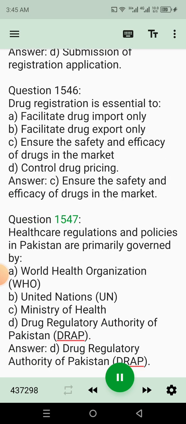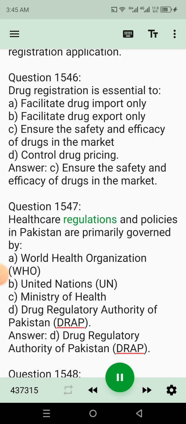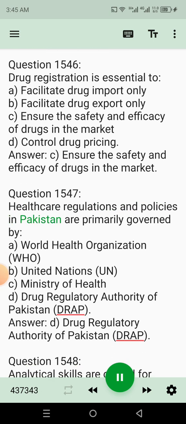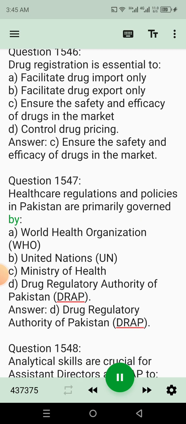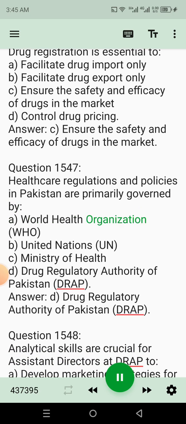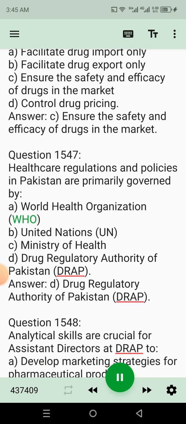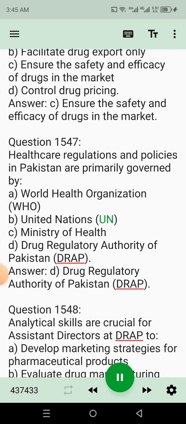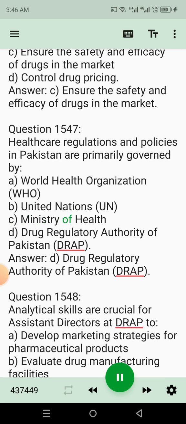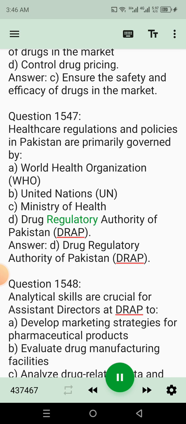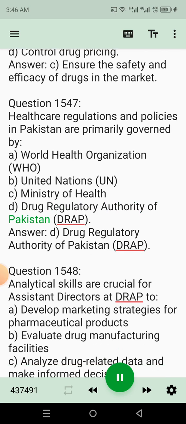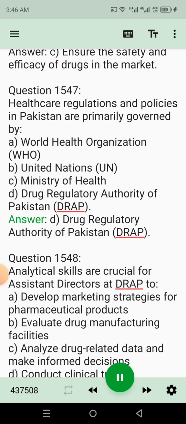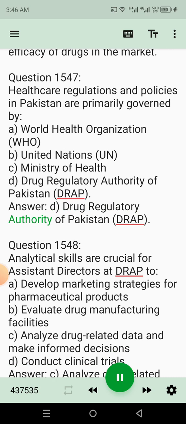Question 1547. Healthcare regulations and policies in Pakistan are primarily governed by A. World Health Organization (WHO). B. United Nations (UN). C. Ministry of Health. D. Drug Regulatory Authority of Pakistan (DRAP). Answer: D. Drug Regulatory Authority of Pakistan (DRAP).